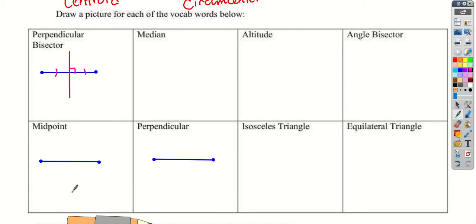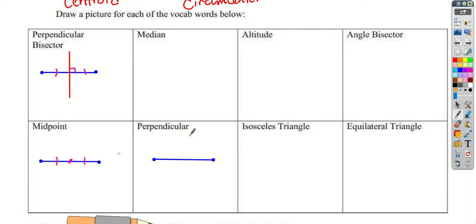For midpoint, we're going to put a point in the middle, okay? Point in the middle, all right? And then we're going to mark that each of the segments on both sides of the middle point, the midpoint here, are equal. So line here, line there.